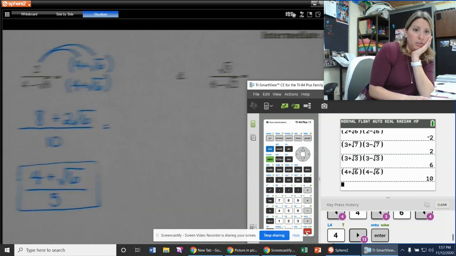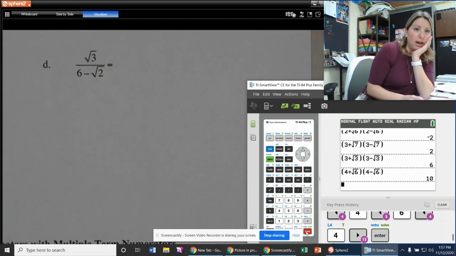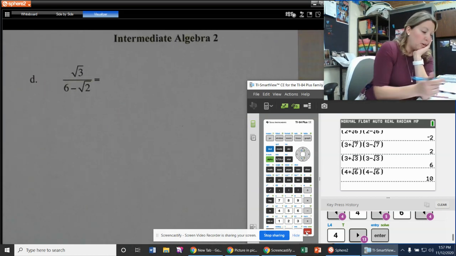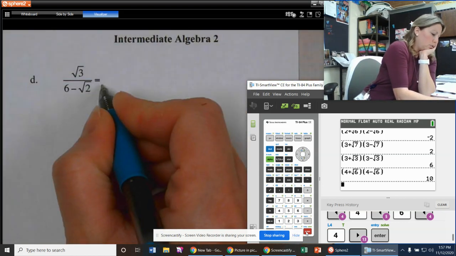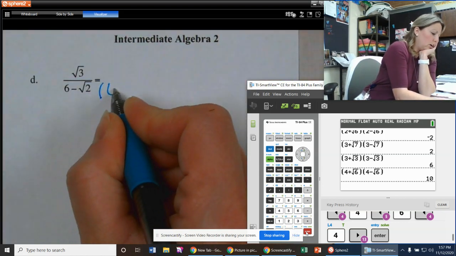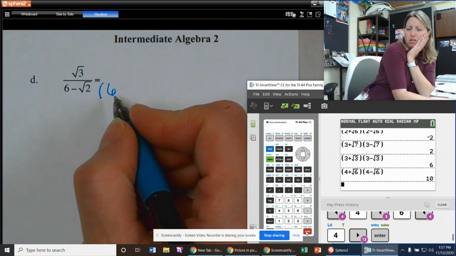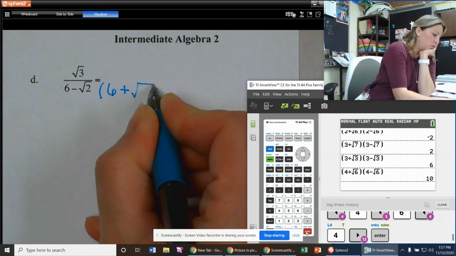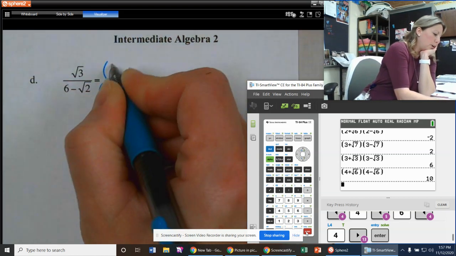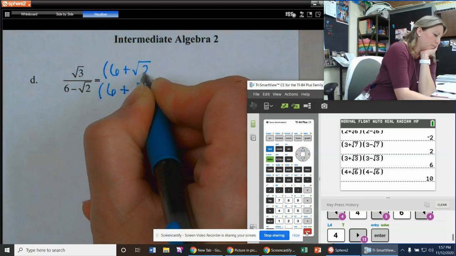Here's another one. Now we've got a radical in the numerator. Well, we're fine. Conjugate. There are 2 terms in the denominator, so the conjugate is 6 plus radical 2. So let's multiply top and bottom by 6 plus radical 2.